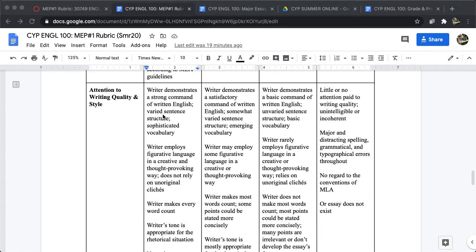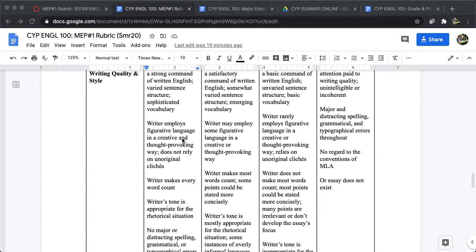Their sentence style and structures are varied, so it's not just the same ba-dum, ba-dum, ba-dum, da-dum, da-dum. It has a musical effect to it, a musicality, so varied sentence structure, so thinking about different ways of composing sentences so they're not following the same grammatical structure. And then, of course, sophisticated vocabulary, using the appropriate words to really capture the idea you're trying to express. The writer employs figurative language in a creative and thought-provoking way.